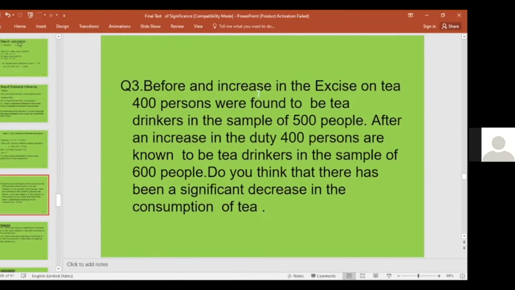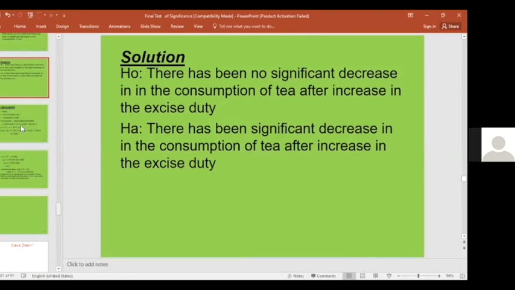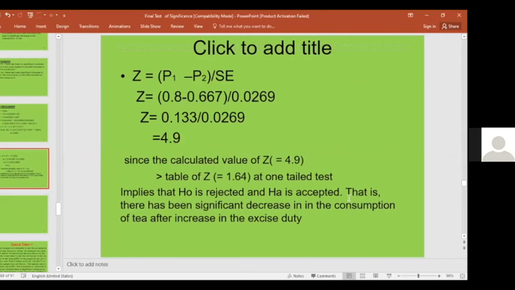Likewise, this is a special case of Z. There has been no significant decrease in the consumption. There has been significant decrease. There has been no significant decrease. Likewise, if you know the formula, the proportion, earlier one was before the excise tax 400 by 500. After the taxation, 400 by 600. So if you know this proportion, then easily you can come to the conclusion whether there has been a significant decrease or increase after the increase in excise duty in the consumption of a particular product.